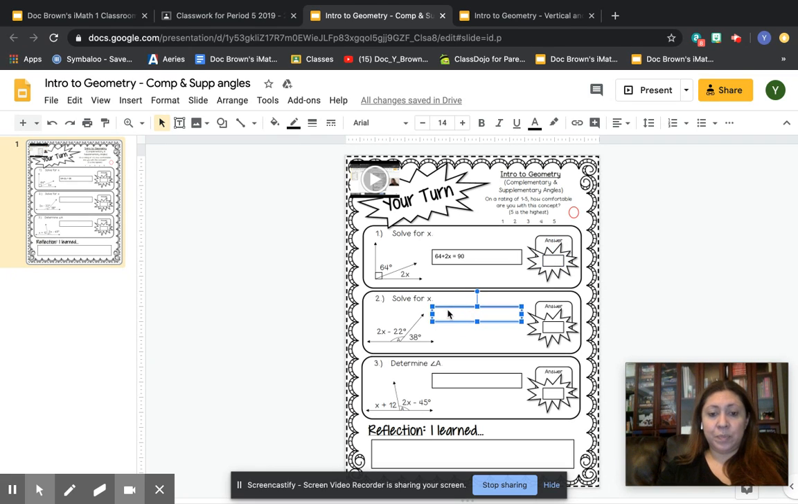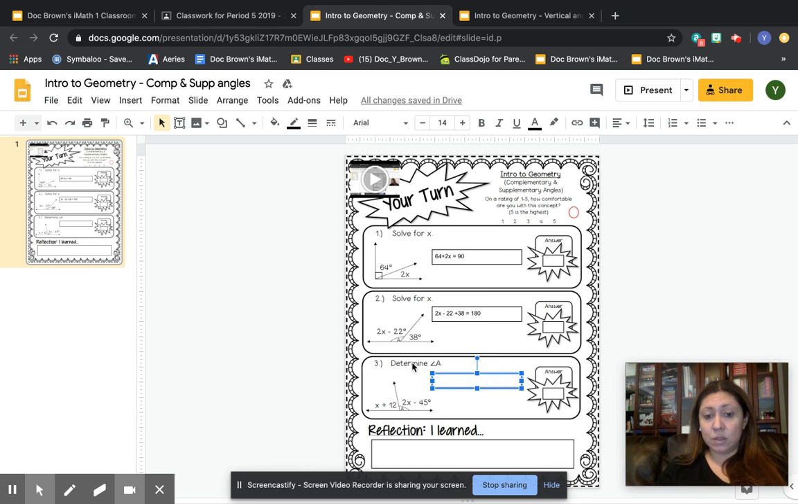Same thing here. This is a straight line, which means we're not dealing with complementary, we're dealing with supplementary. Straight line means that I need to make it set equal to 180. So 2x minus 22 plus 38 equals 180. Combine your like terms, then divide by 2, you get your answer.